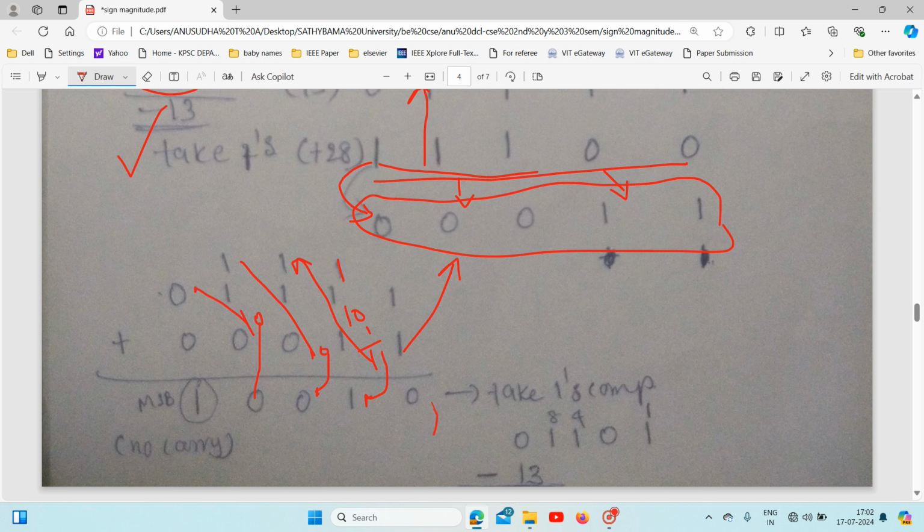Here no carry exists. What is the rule? If a carry exists, you have to add that 1 with the LSB. Here there is no carry, so you have to take the ones complement of the result.